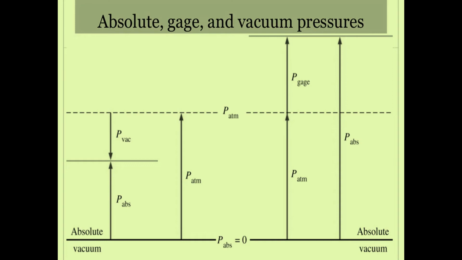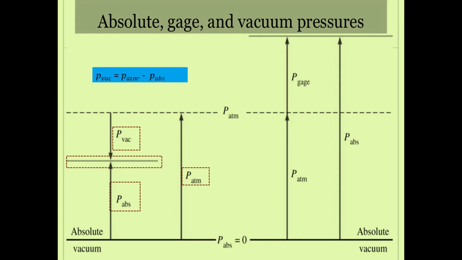Moving on to the relationship between the absolute, the gauge, and the vacuum pressures, we have a situation wherein at a certain point, the absolute pressure is less than the atmospheric pressure. So it is understood that there will be a vacuum pressure to complete the level of the atmospheric pressure. And the atmospheric pressure is equal to 14.7 psi, 101.325 kilopascal, or 760 millimeter of mercury.